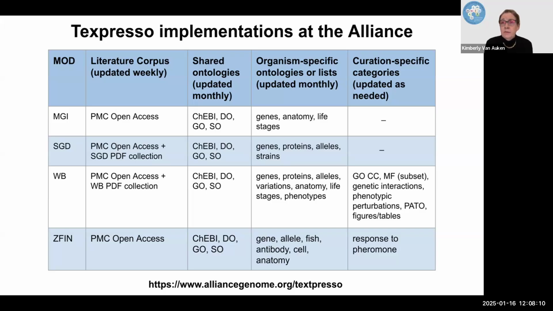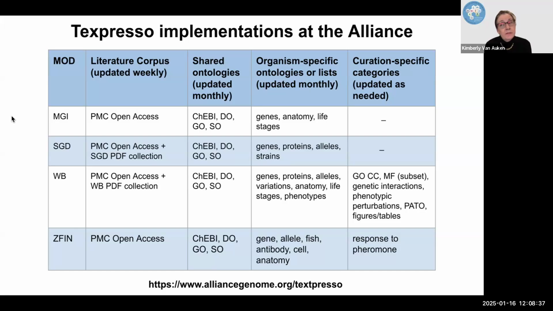And this has enabled all of the groups to begin to model and then eventually adopt Alliance infrastructure for bringing in papers to their bibliographies. And this then has enabled us to create these Textpresso implementations for the different MODs at the Alliance. So currently we have them for MGI, SGD, WormBase, and ZFIN.